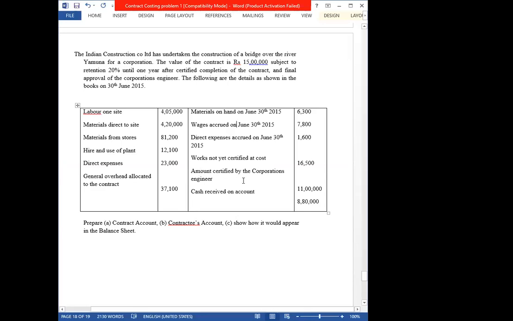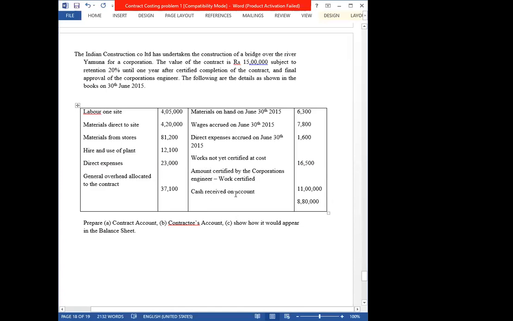Next, amount certified by the corporation's engineer. This is nothing but work certified. Okay, so this is work certified. So this also will come in two places. One in the contract account credit side, another one in the balance sheet asset side. And this will come under the category of work in progress.